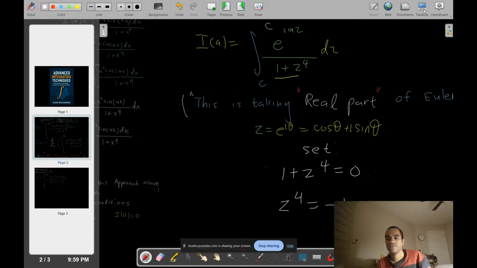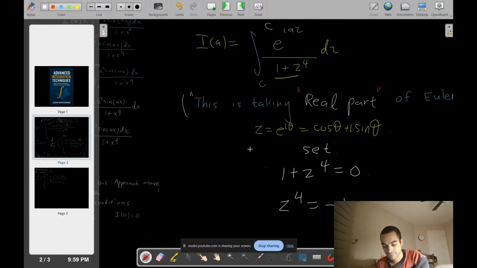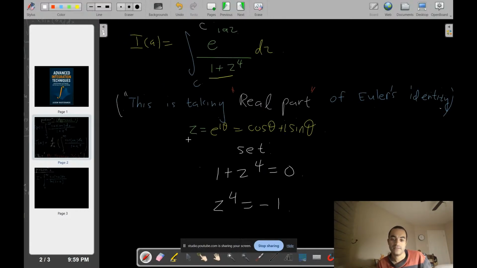How could we solve z to the 4 is equal to -1? Remember, we know that we're using Euler's identity: e to the i theta is equal to cos theta plus i sine theta, right? A little simple, right? Hint, hint. Since we're using z equals e to the i theta.